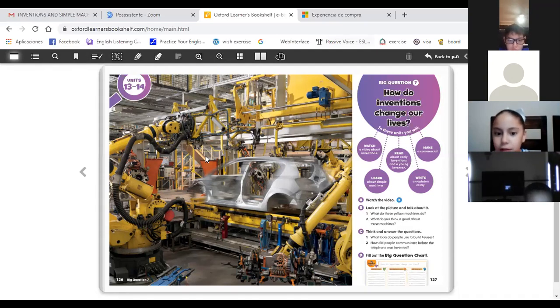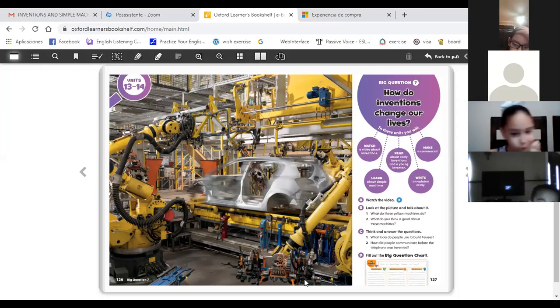Okay, I'm going to see the chats. Okay, well, I can't see the chats right now, but I suppose you answered because you are very intelligent, right? They are creating a car, right? This is a factory for cars. Question number 2 says, what do you think is good about this machine?